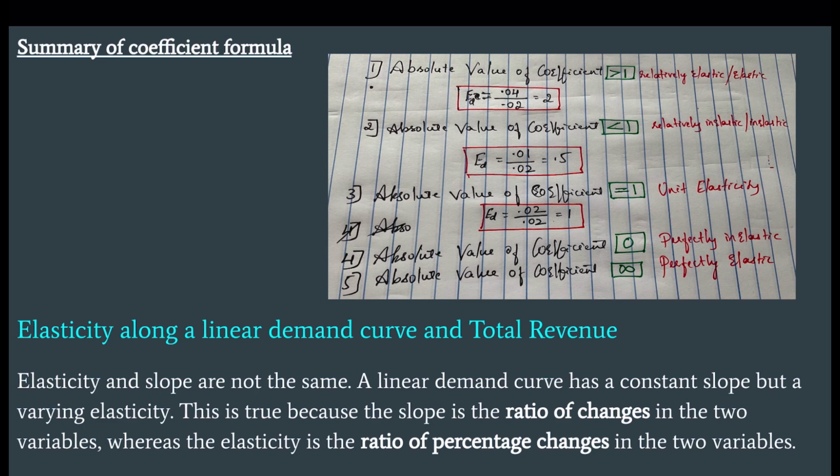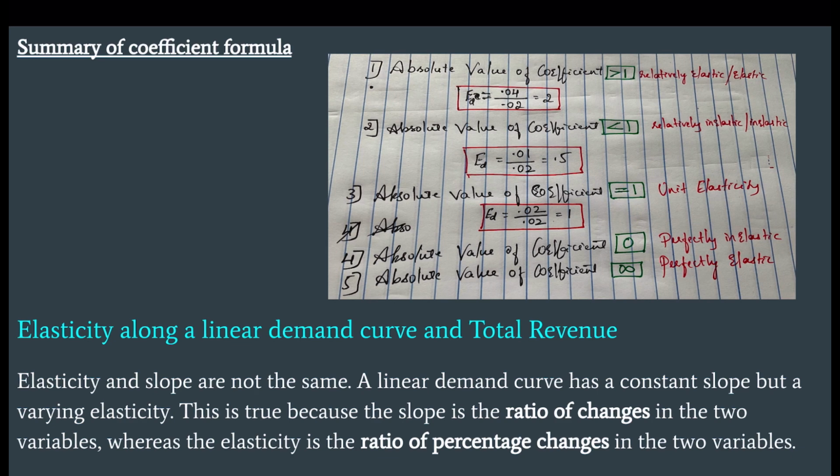The summary of the coefficient formula: if the absolute value of the coefficient is greater than 1, it is relatively elastic, or elastic; less than 1, relatively inelastic, or inelastic; equal to 1, unit elasticity; 0, perfectly inelastic; infinity, perfectly elastic.